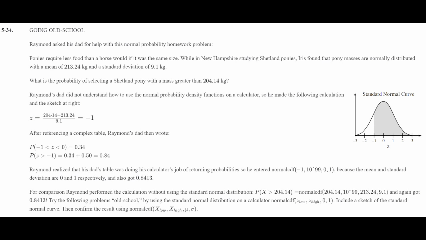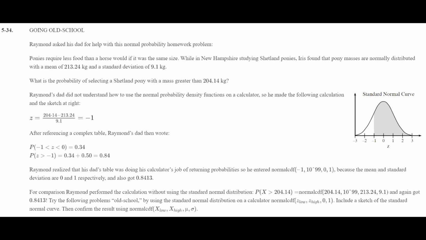So what we would do in our calculator, right? We would normal CDF this, we would put our lower is 204, our upper is 10 to the 99. We'd plug in our mean and standard deviation. But for this situation, what we can do is, if you take a look at what Raymond's dad did, he found the z-score, right? He did the x value minus the mean divided by standard deviation, got -1.